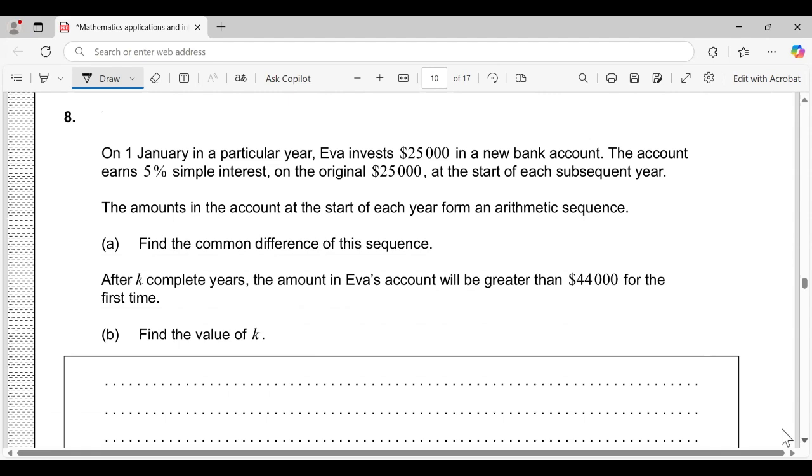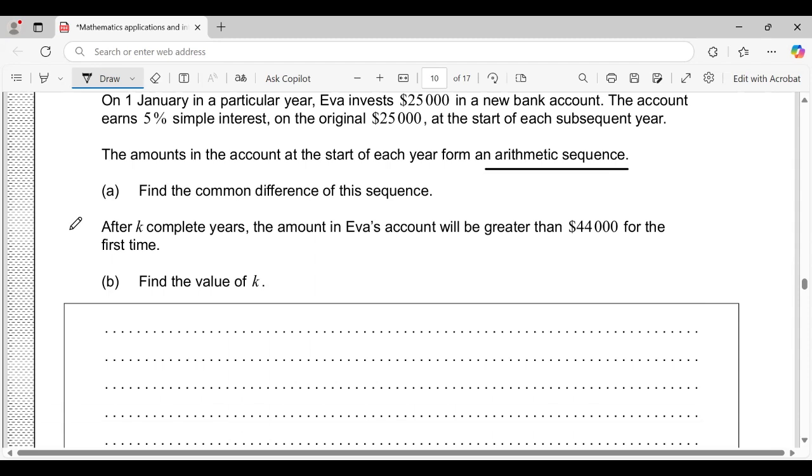On the 1st January, in a particular year, Eva invests $25,000 in a new bank account. The account earns 5% simple interest on the original $25,000. At the start of each subsequent year, the amount in the account at the start of each year forms an arithmetic sequence. Part one, find the common difference of the sequence, or we are going to find D.